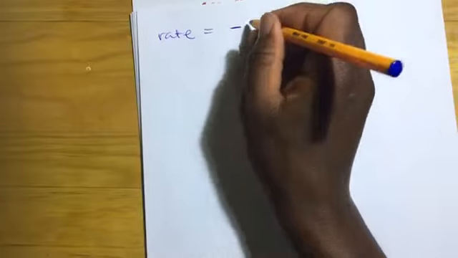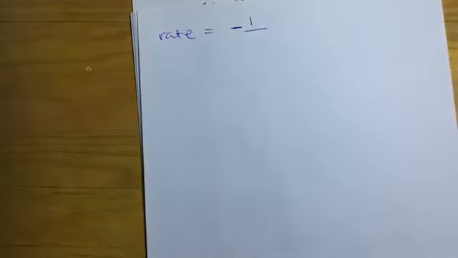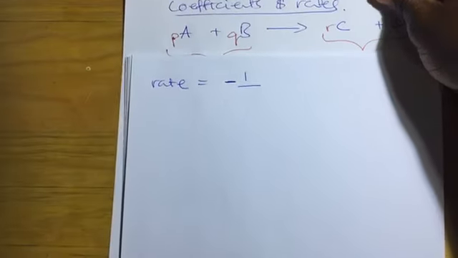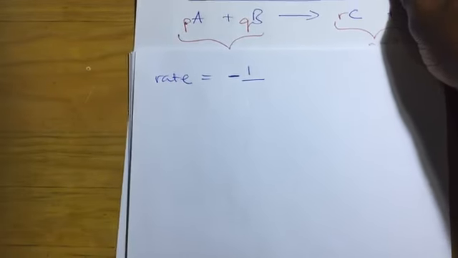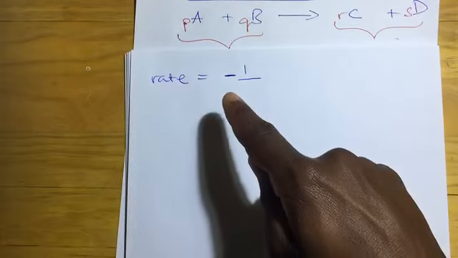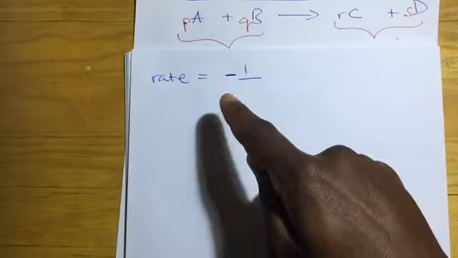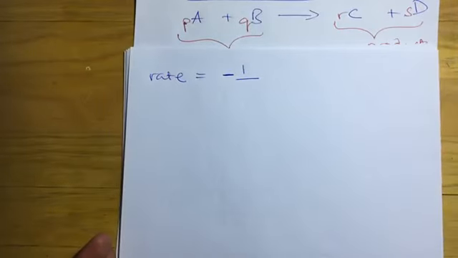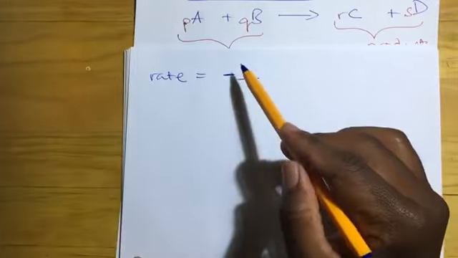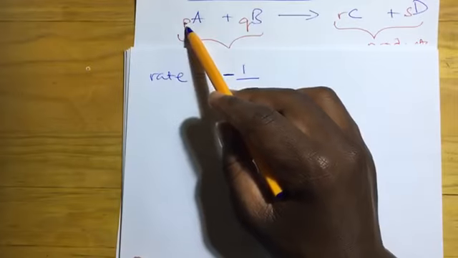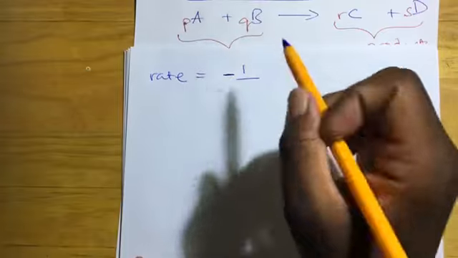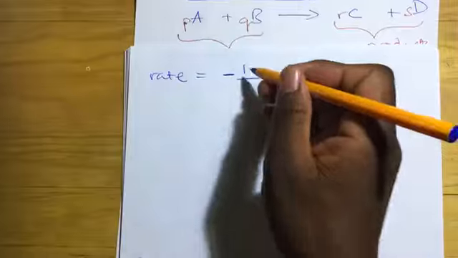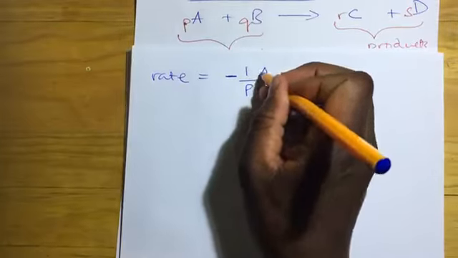So negative 1 over, pay attention to this. The balancing numbers are important for the general rate. How are they important? It will be 1 over the balancing number. The balancing number for A is P. So it will be 1 over P. You get? Then we're going to put delta.